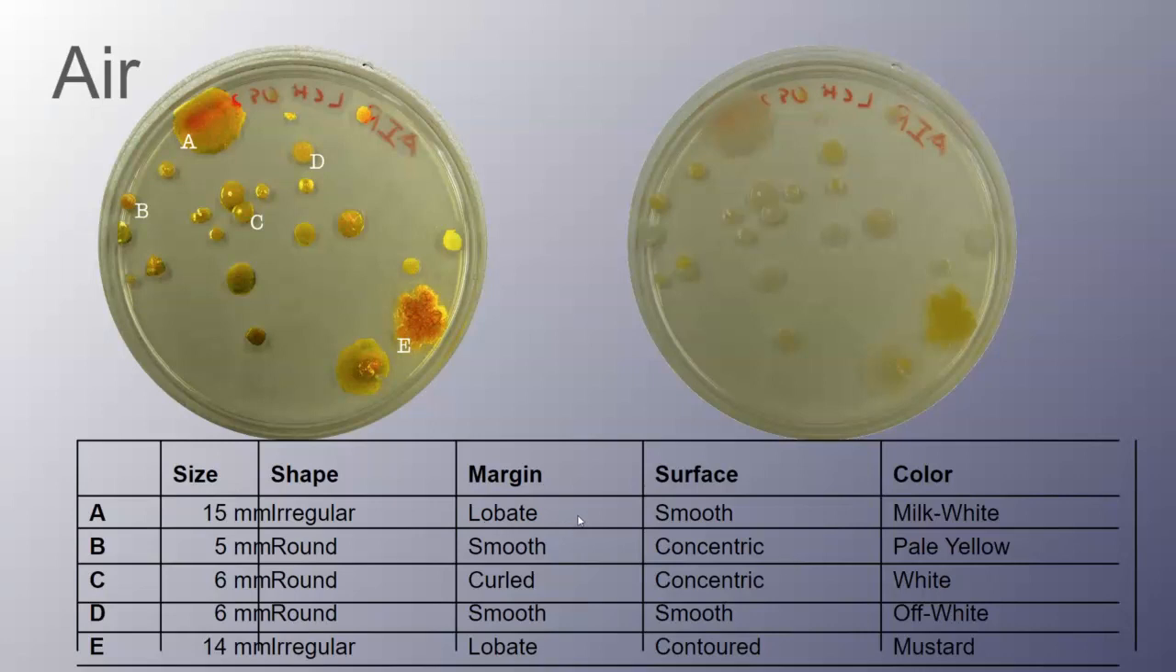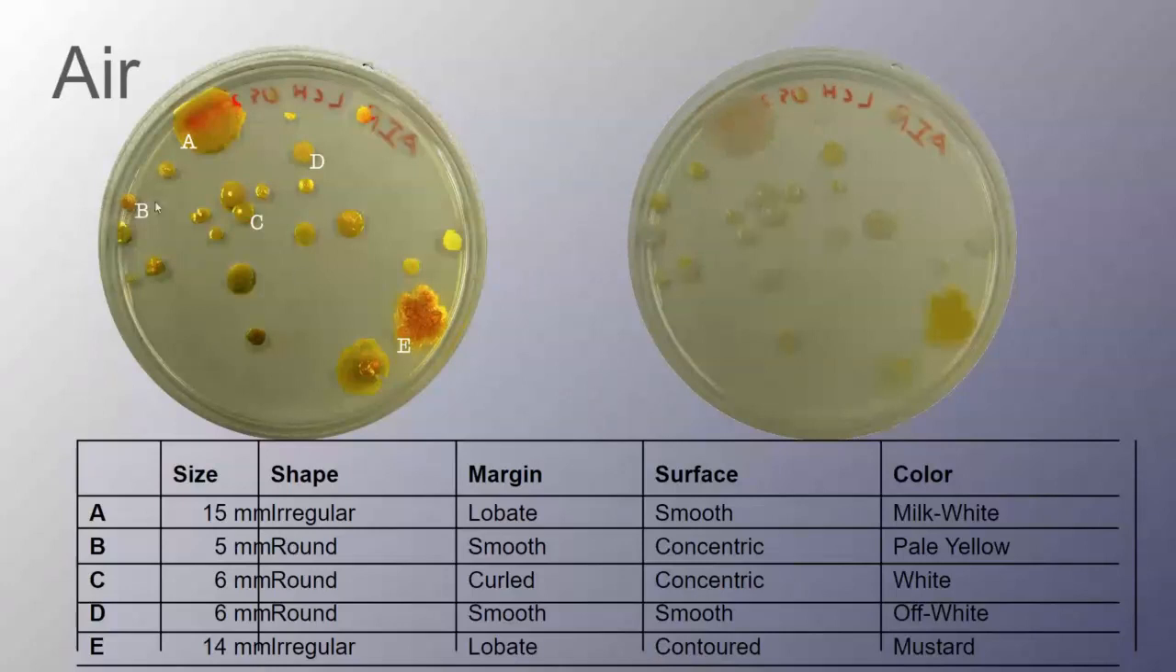A lobate is going to have that lobed structure. So colony A has these lobes, but the surface appears smooth. And then we also have to describe its color. To describe its color, we're going to go over here. It is a white, milky color.